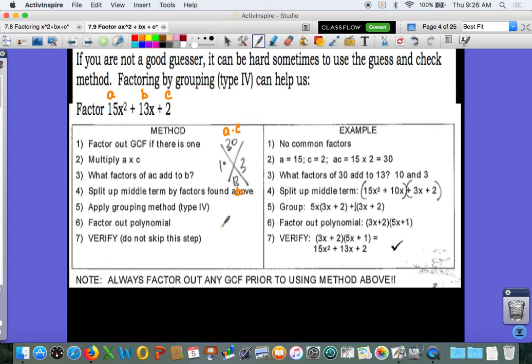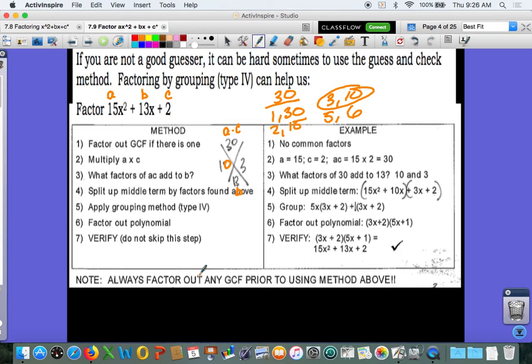Right? What are factors of A times C? Well, factors of 30 are 1 and 30, 2 and 15, 3 and 10, 5 and 6, right? A, C, and B are both positive, so we know every factor is positive. We need to find out which set of our factors will add together to give me 13. Well, that would be 3 and 10. So we put 10 and 3 on the sides of my X.